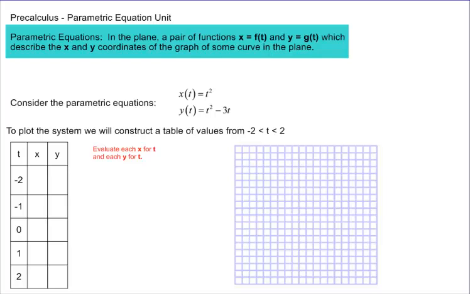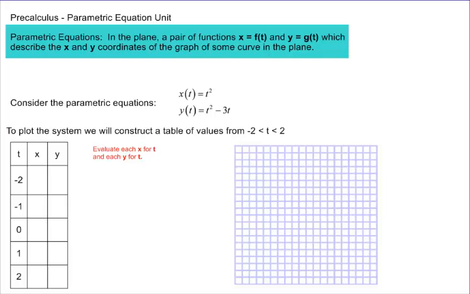So with parametric equations, what we want to do is relate two separate variables to a third. For a lot of these equations, that third variable is time. Basically, a parametric equation, if you're looking in an xy plane, is a pair of functions, x equals f of t and y equals g of t, which describes the x and y coordinates of the graph of some curve in the plane. And you can get all kinds of curves with these graphs.